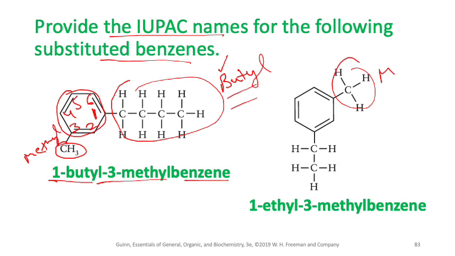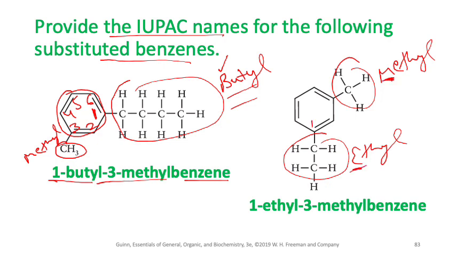This is your methyl substituent, this is your ethyl. So E comes first, then M, so we start counting from here: 1, 2, 3, 4, 5, 6. 1-ethyl-3-methyl benzene. So this is how you normally write a substituted benzene if you have more than one substituent.